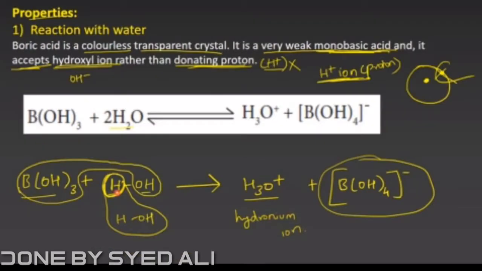Next, properties of boric acid. Boric acid is a colorless, transparent crystal. It is a very weak monobasic acid and it accepts hydroxyl ion rather than donating proton. It reacts with sodium hydroxide to form sodium metaborate and sodium tetraborate.